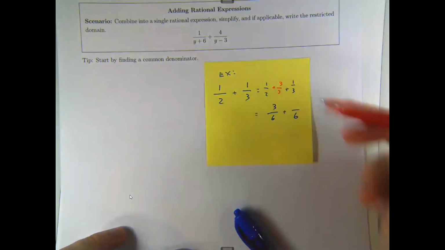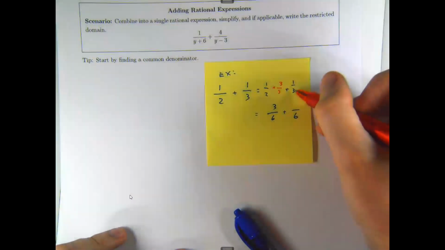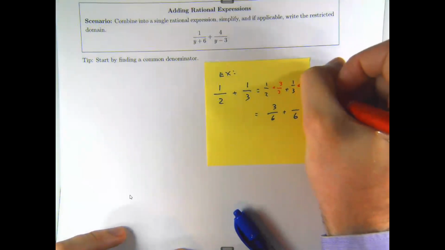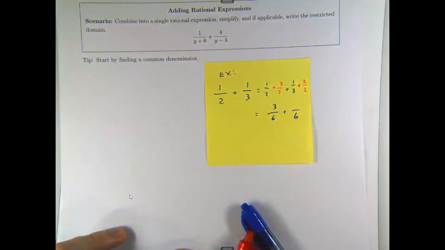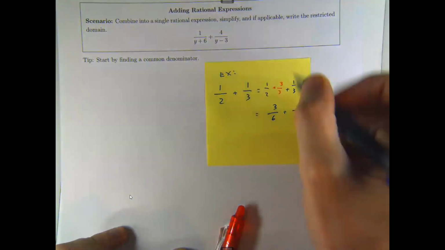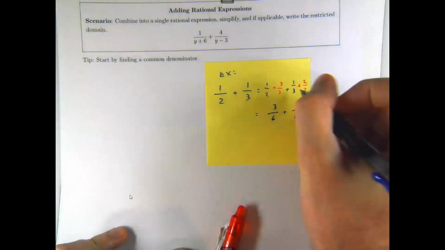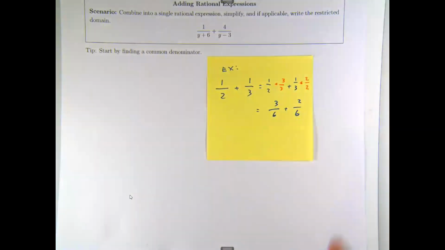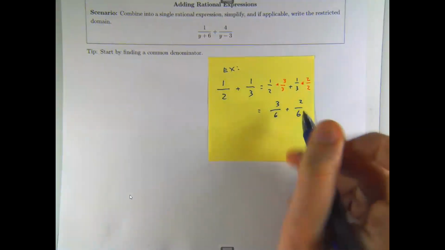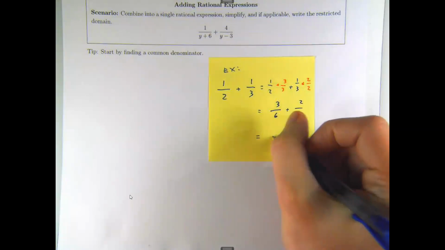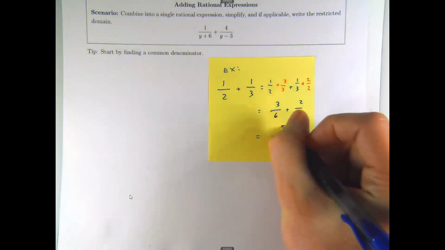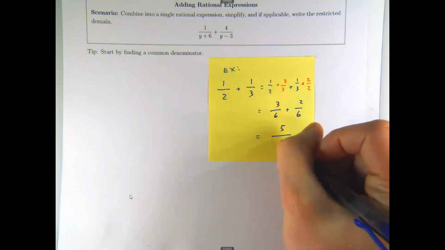Now if I'm looking at this 1/3, to make this 3 look like a 6, I would have to multiply the top and bottom of this thing by 2. 1 times 2 would give me a 2 on the top. 3 times 2 gives me a 6 on the bottom. Once I have the same denominators, in this case 6, I can just add those tops together, 3 plus 2 giving me 5, while leaving the denominator the same.